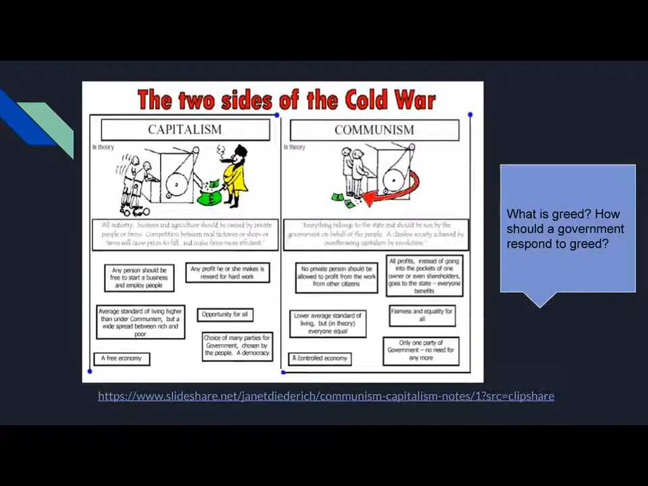It's important to think about the role of greed and how that plays into both communist models and capitalistic models and the impact, and think about how should a government respond to greed. So you're going to want to take a moment here to pause and go through the attached hyperlink and do some research on your own about the differences between communism and capitalism.